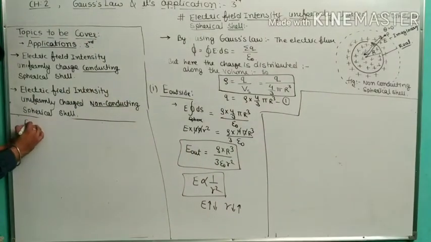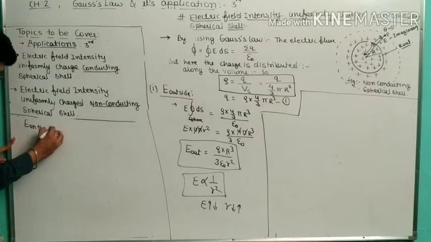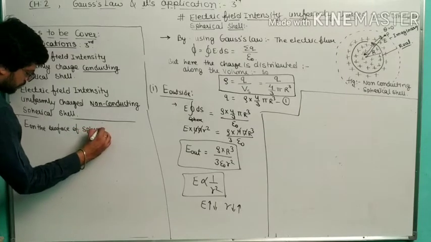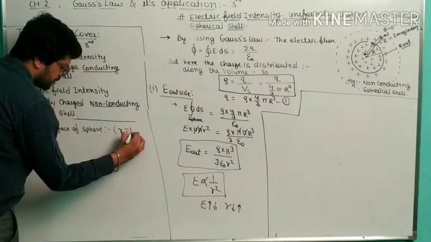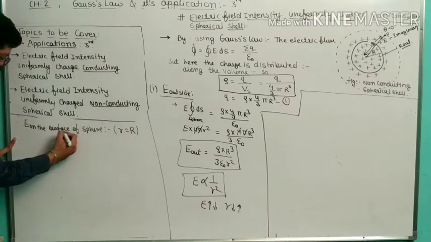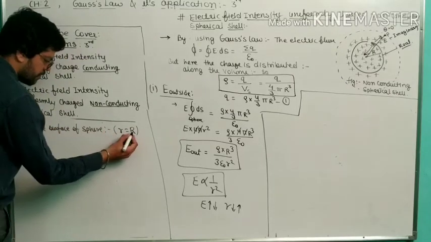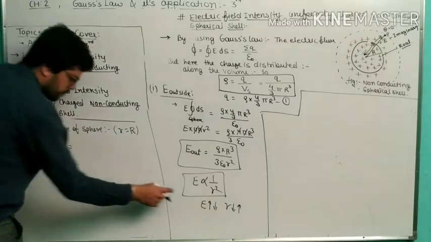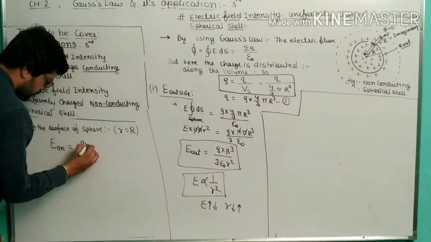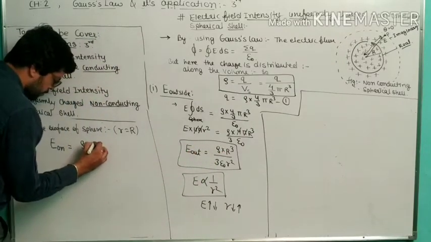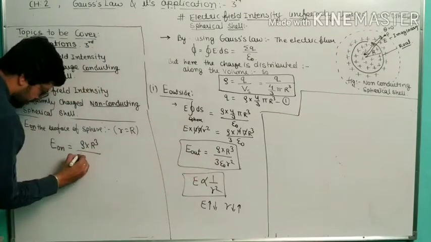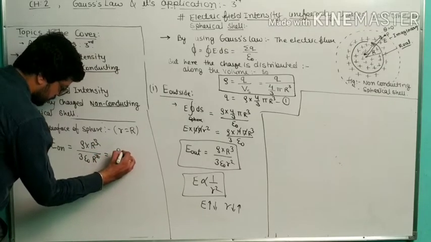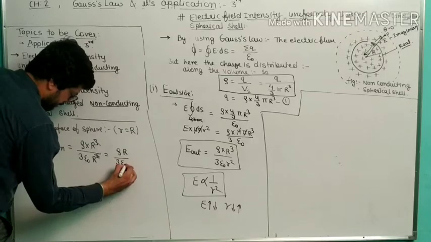Another condition is we have to find out the electric field on the surface of the sphere. And you know, on the surface of the sphere means small r is equal to capital R. So here E on is equal to rho into capital R cube divided by 3 epsilon naught. It is replaced by r square, it is going to be cancelled. Rho R into 3 epsilon.